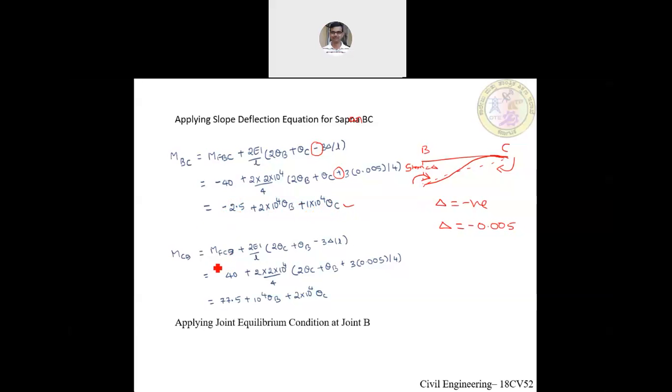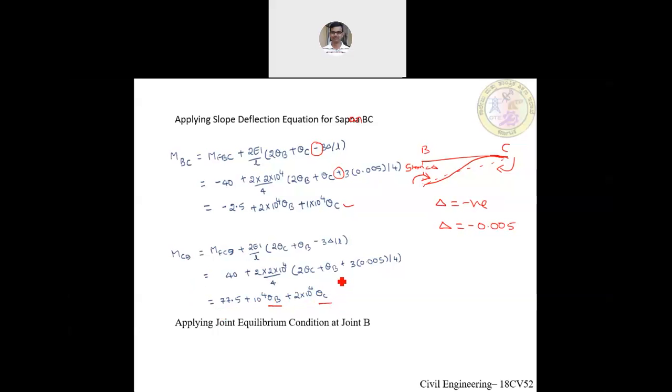Similarly, we'll apply at joint C for span BC. We'll get MCB is equal to MFCB plus 2EI by L into 2 theta C plus theta B minus 3 delta by L. Again, here also delta has been taken as negative in order to make this component positive. Now the total bending moment MCB, expressed in terms of theta B and theta C, is 77.5 plus 1 into 10 power 4 theta B plus 2 into 10 power 4 theta C.